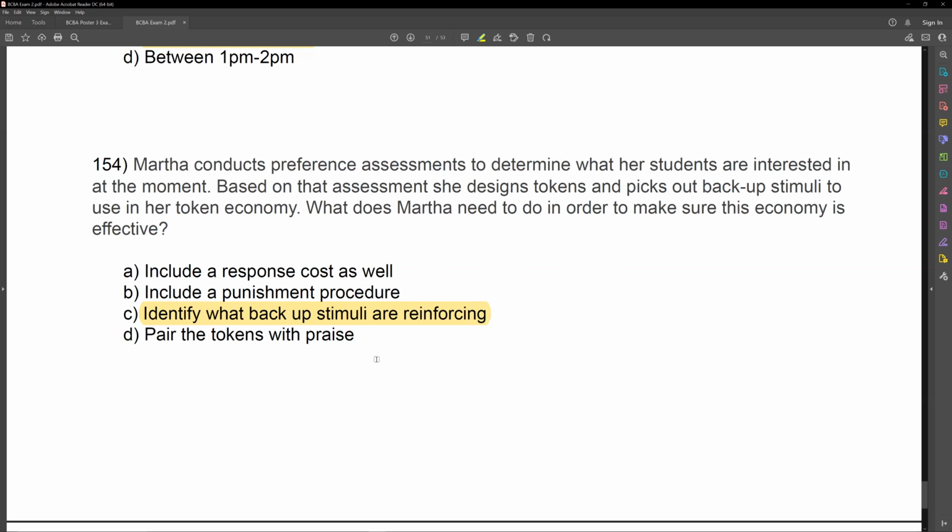And then D, pair the tokens with praise. That's absolutely what you should be doing, right? We want to pair tokens with praise to establish praise as a GCR. But more importantly than that, we need to follow up this preference assessment, take these backup stimuli, and identify what are and aren't reinforcing.